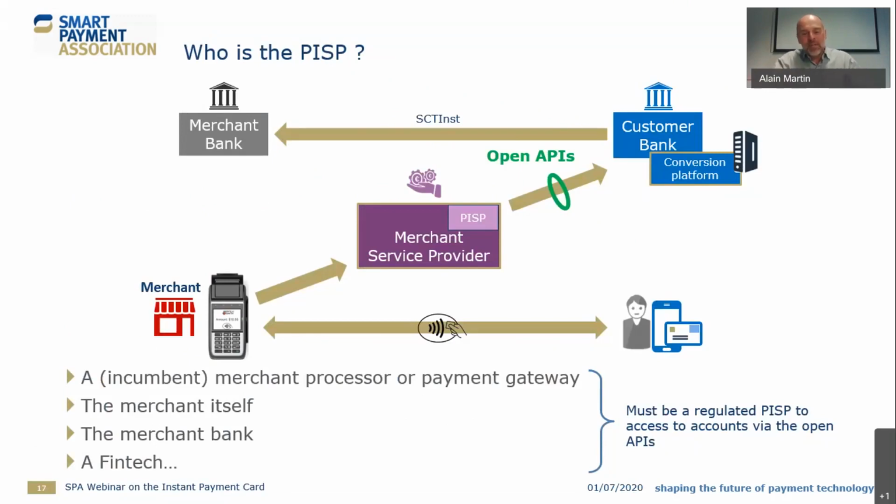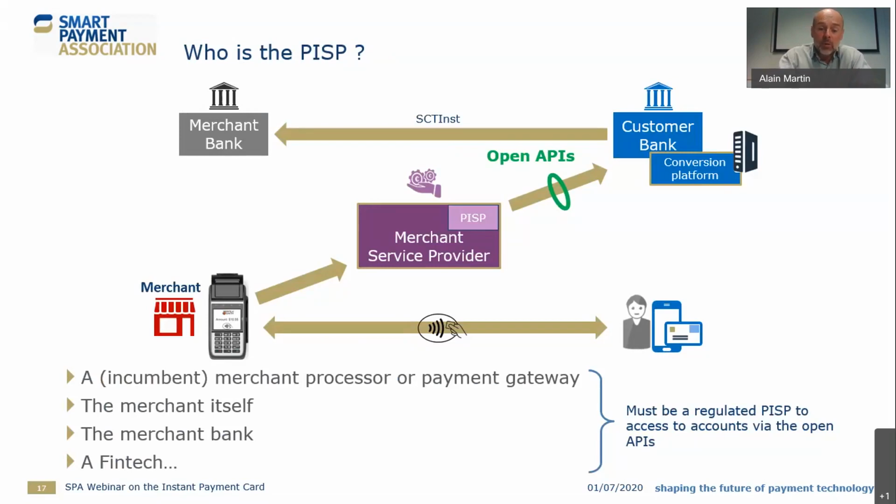So this drawing here tries to clarify something. The entity in the middle of this drawing is not just a POSB. It is a merchant service provider. It has to be a POSB in order to connect to the open APIs, but it is actually more globally a merchant service provider. Who is this? Well, it depends. It can be a merchant processor, the one currently serving the merchant.